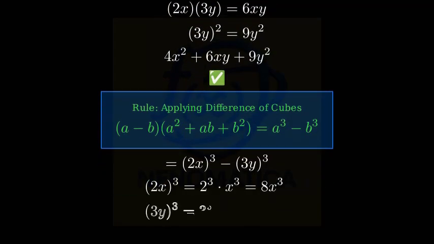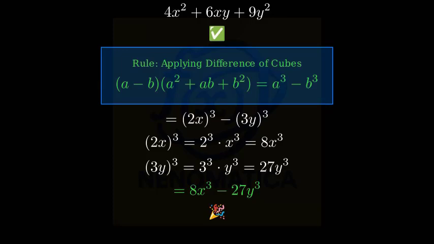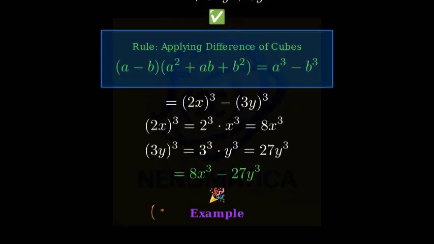Finally, let's calculate the cubes. (2x)³ equals 8x³. (3y)³ equals 27y³. So our final answer is 8x³ - 27y³. Let's move on to our second example.